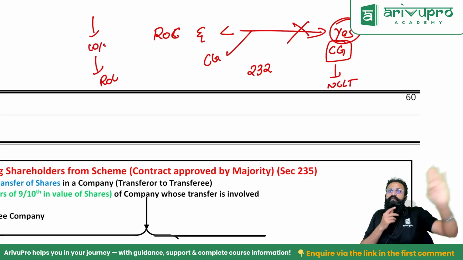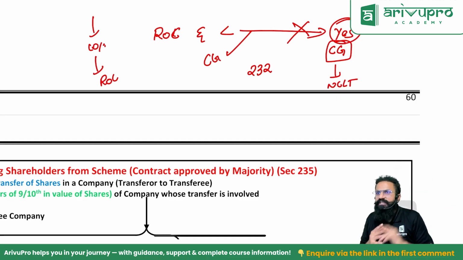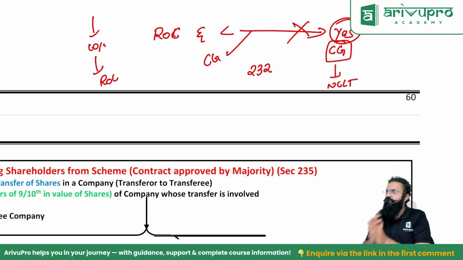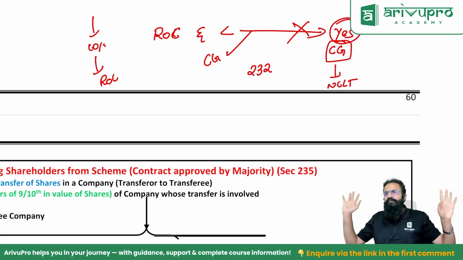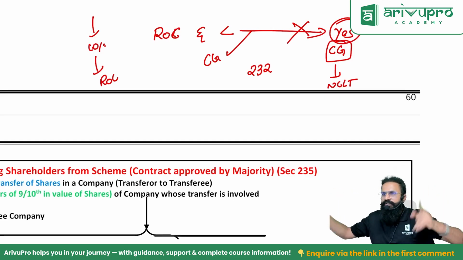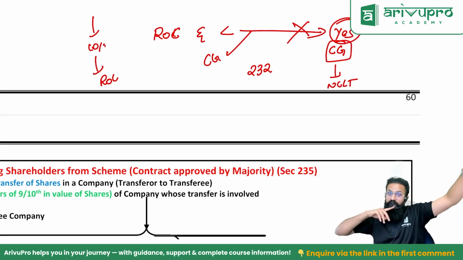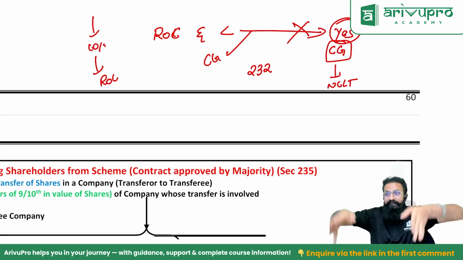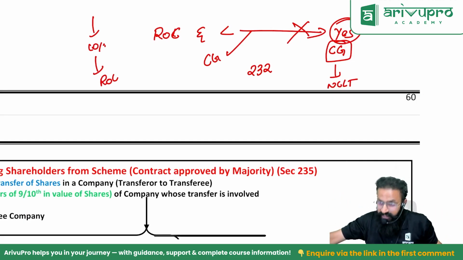Now, sir, if ROC and liquidator have no concerns, the same will be communicated to the central government: we have no objection, sir. Central government is also satisfied. Central government will pass an order for merger under 233. That order will be filed with ROC within 30 days. If ROC and liquidator have an objection, the same thing will be communicated to central government within 30 days.